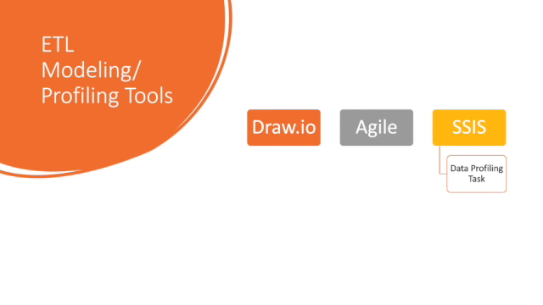Some ETL and modeling and profiling tools that we will incorporate within this project are Draw.io. This is a modeling tool that allows us to create ERDs of our solutions, and it will allow us to visualize the various processes and data models that we will develop. We will utilize Agile as our methodology platform so that we can develop concise and accurate tools in a quicker, more agile fashion. Follow that with the data profiling tools within SSIS, accompanied by SSIS itself.